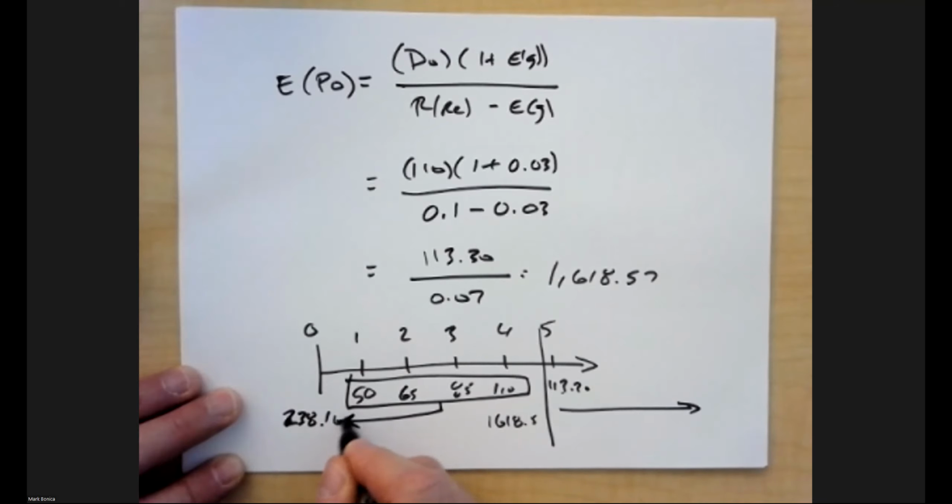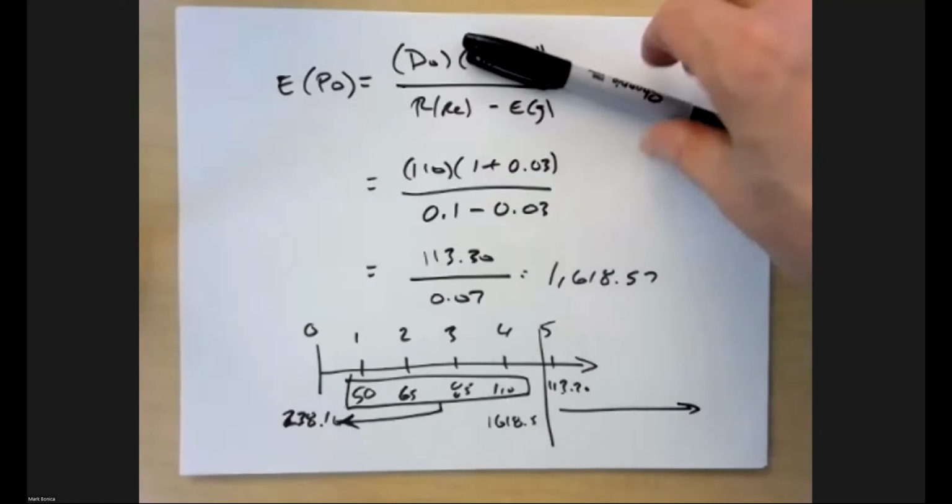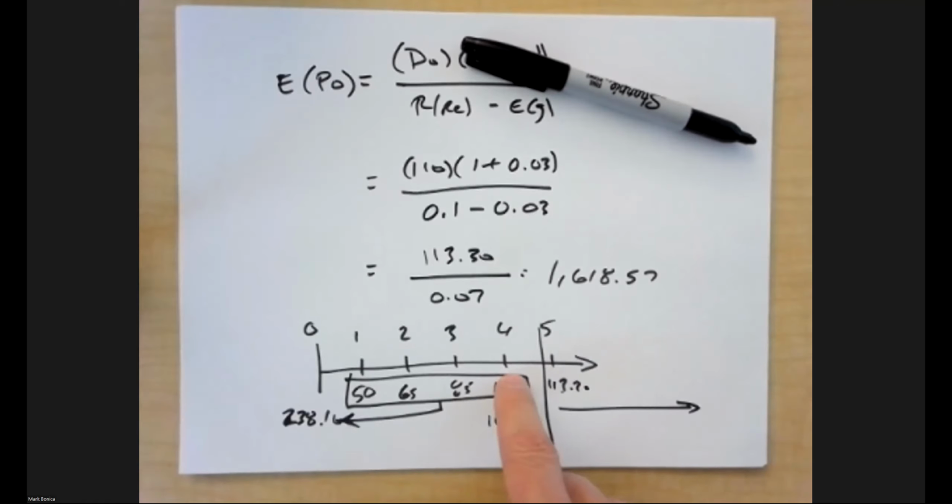These are worth this. But this firm is not just those 4 cash flows. This firm is those 4 cash flows plus the cash flows that start at year 5 and go on forever, which we just said are worth 1618, but at the end of year 4. So out 4 years from now, we're saying that we've got an asset worth $1,600.